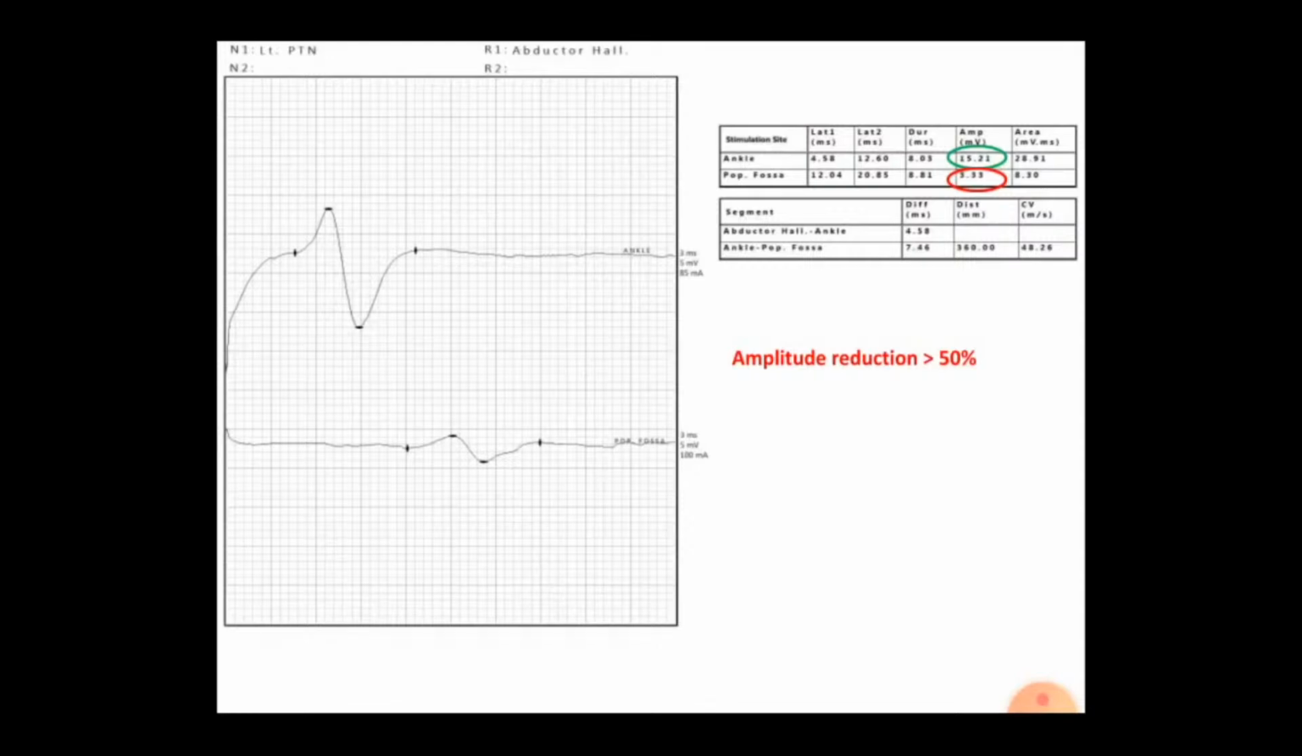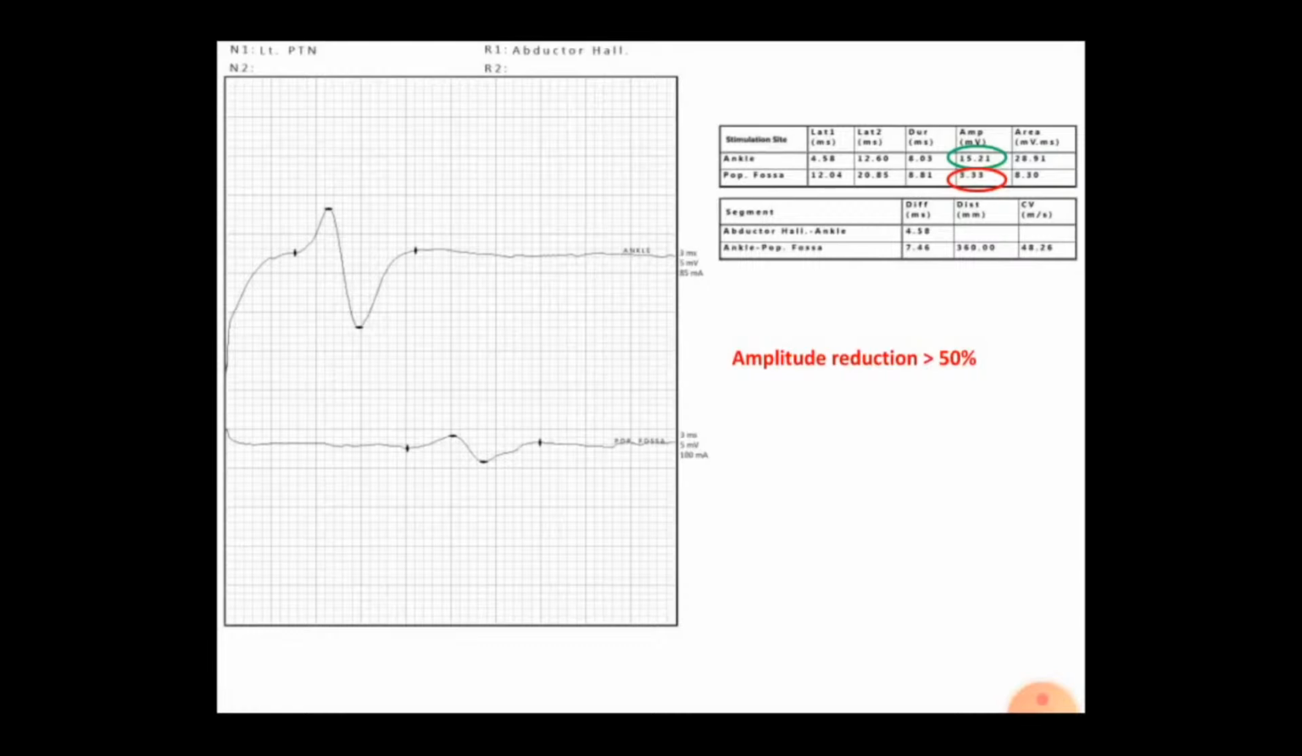Now we have to compare the amplitude. If we stimulate at the ankle, the amplitude is 15.21, and if we stimulate at the popliteal fossa, the amplitude is 3.33. So here you can see that the amplitude with stimulation at the popliteal fossa is quite less compared to the amplitude when we stimulate at the ankle. So 3.33 is definitely less than 50% of 15.21.